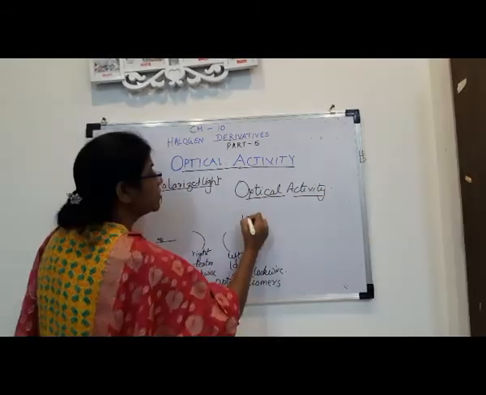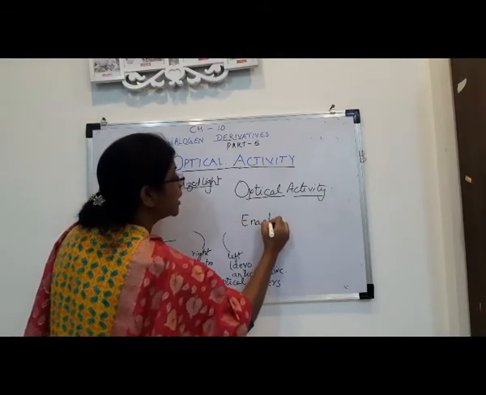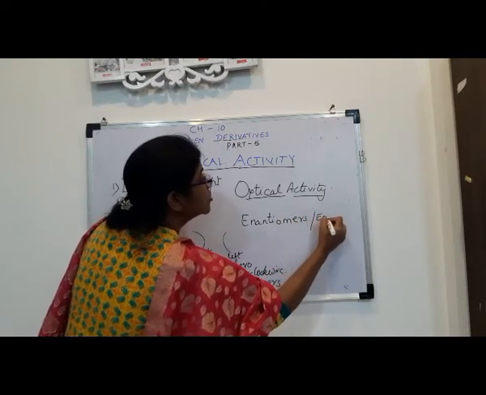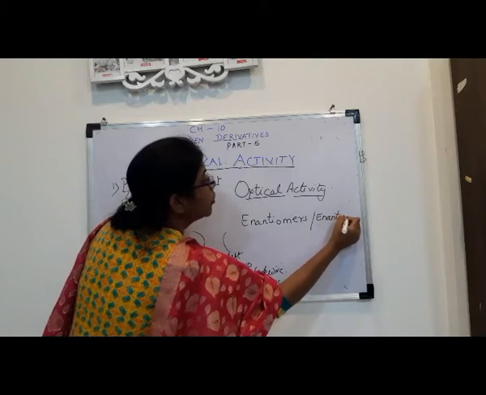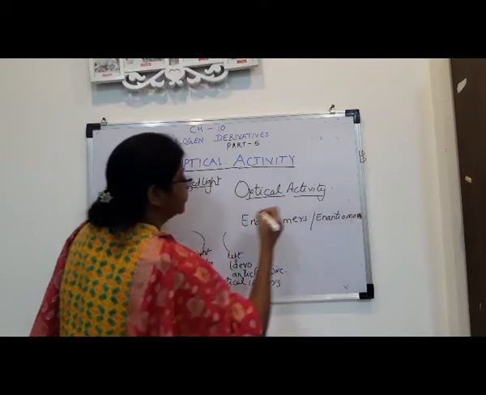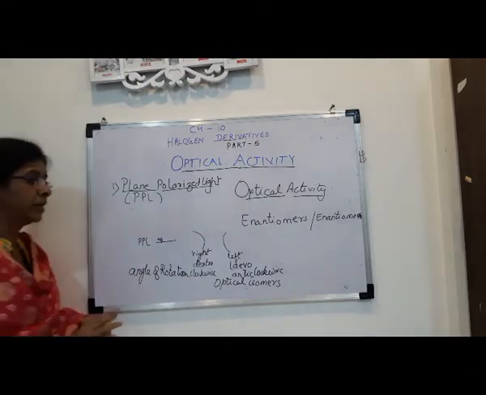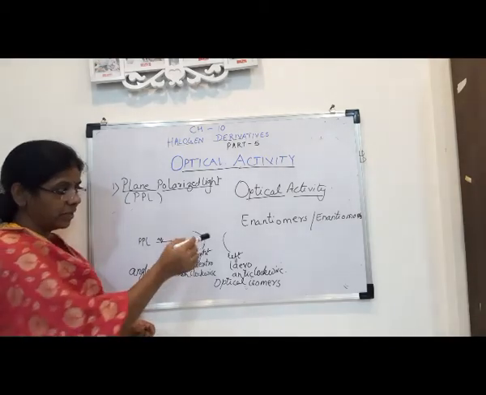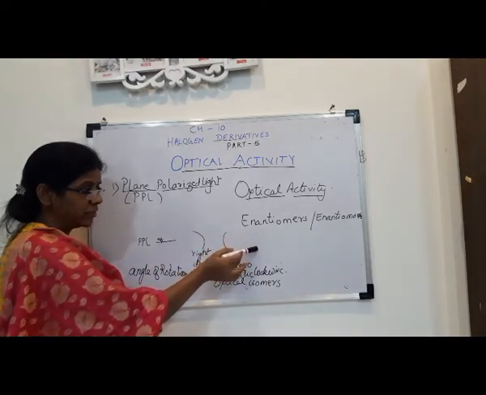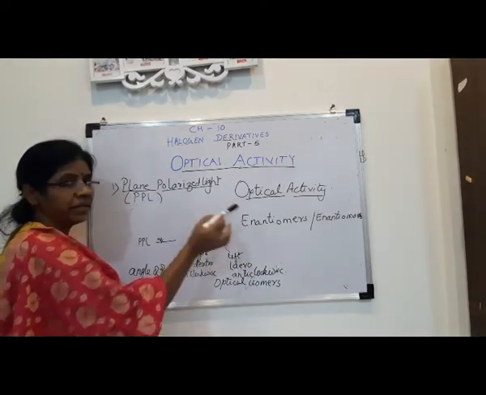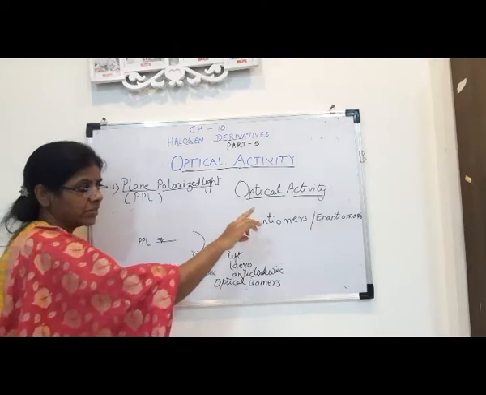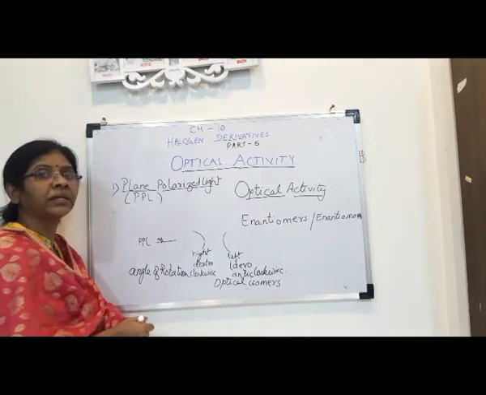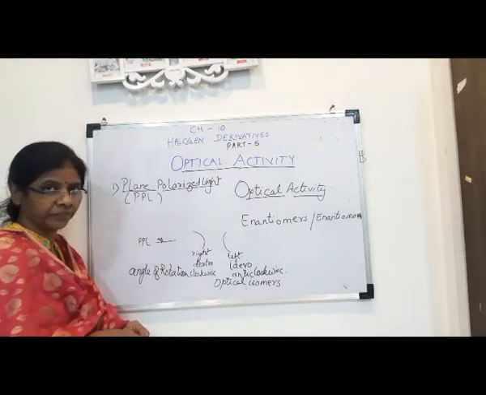Property of a substance. Optical isomers are also called enantiomers, or enantiomorphs. Likewise, the one which rotates the plane of plane polarized light to the right is called the dextrorotatory enantiomer, and the one which rotates it in the left direction, anti-clockwise, is called the levorotatory optical isomer or enantiomer. Alright.